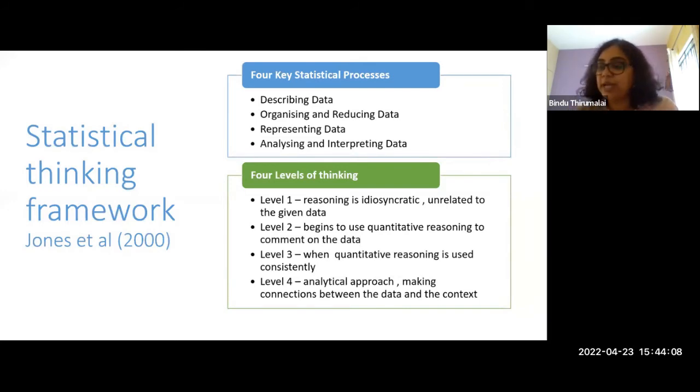I think it's fairly straightforward. Can any of you attempt what describing data is? It's about the meaning of every data unit or the attributes around the data. Correct. So it really means it involves extracting information from data and basically making connections between the data and the context from which this data came. So that's why data is not just some number hanging there or some variable hanging there. It is very much connected to a context. So describing data is basically the ability to extract information from this data and making connections with the context it came from. What would organizing and reducing data be?